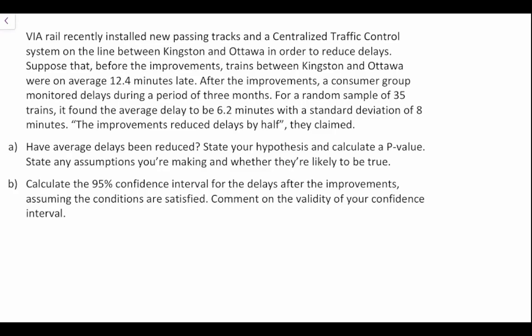So then the question asks us the following questions. Have average delays been reduced? State your hypothesis and calculate a p-value. State any assumptions you're making and whether or not they're likely to be true. And then we're asked to calculate a 95% confidence interval for the delays after improvements, assuming the conditions are satisfied. Comment on the validity of your confidence interval. Okay, so let's go ahead and work through this question.